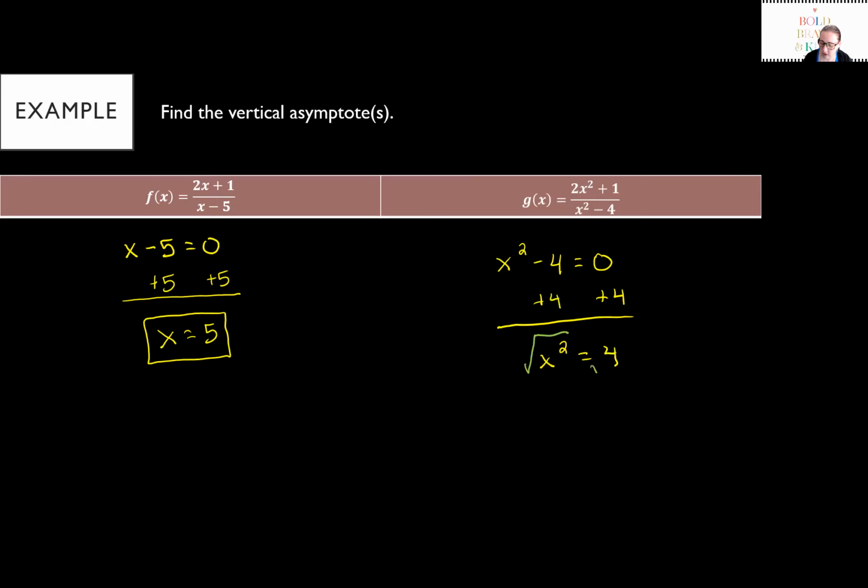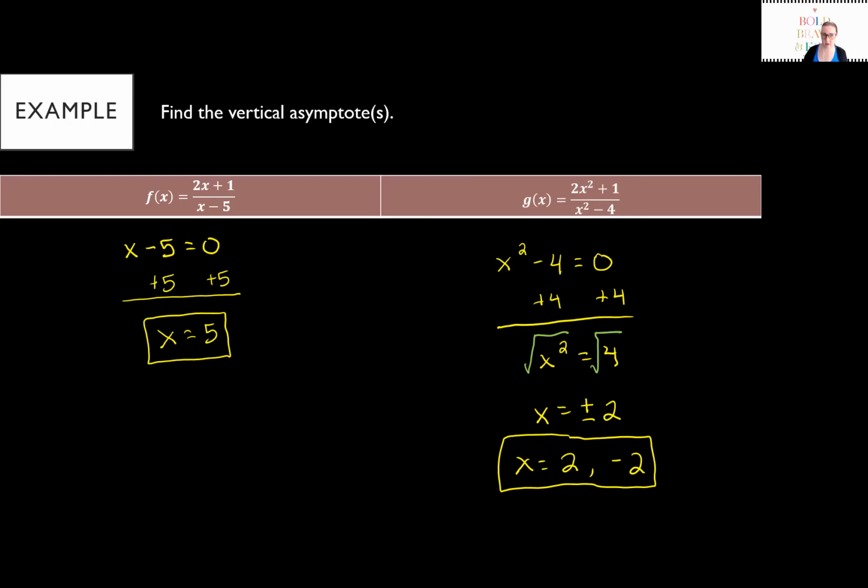Then you take the square root, and remember when you're solving and you take a square root, you get the plus or minus. So we get x equals plus or minus, and then the square root of 4 is 2. So we have two answers, 2 and negative 2. So we have two vertical asymptotes here, because there's two answers that make the denominator 0.